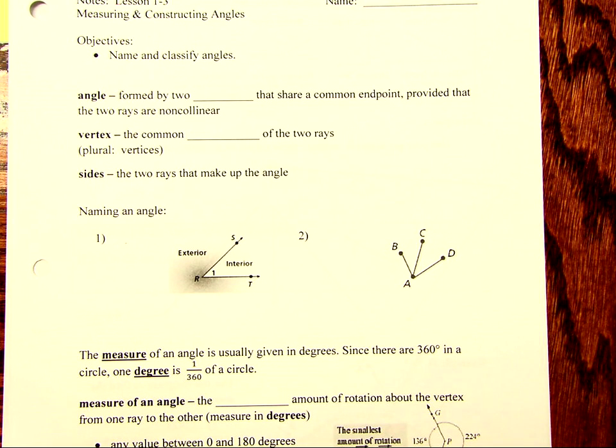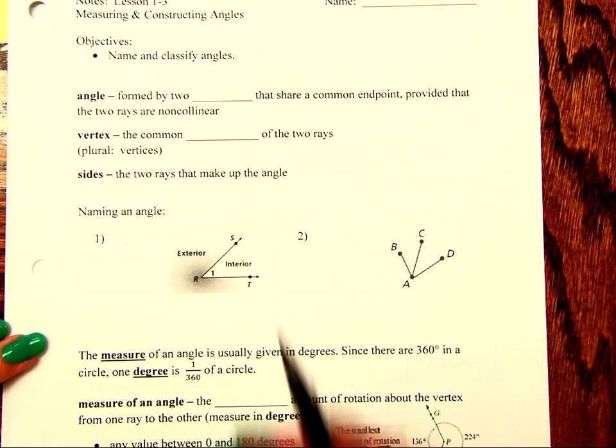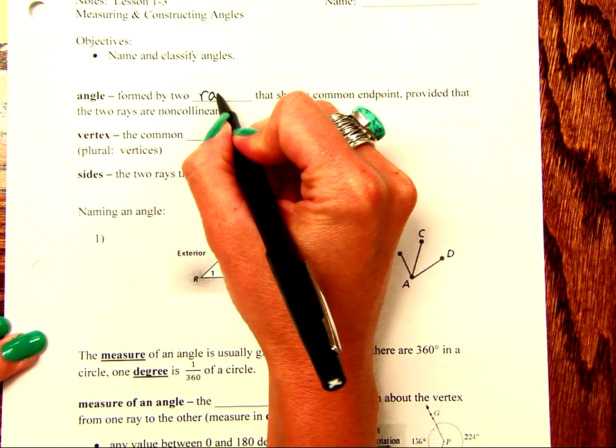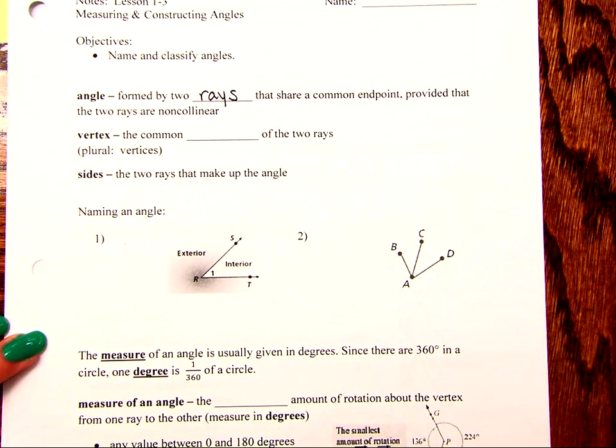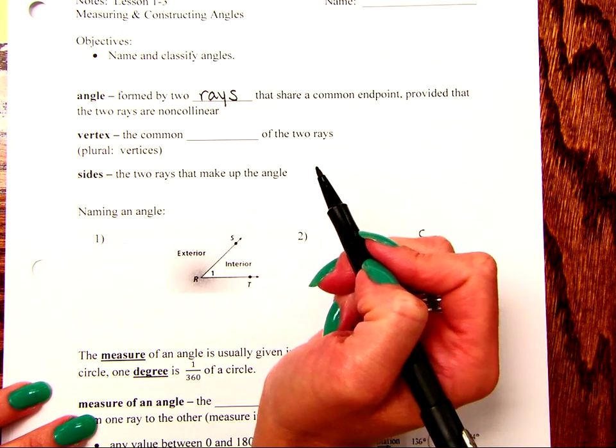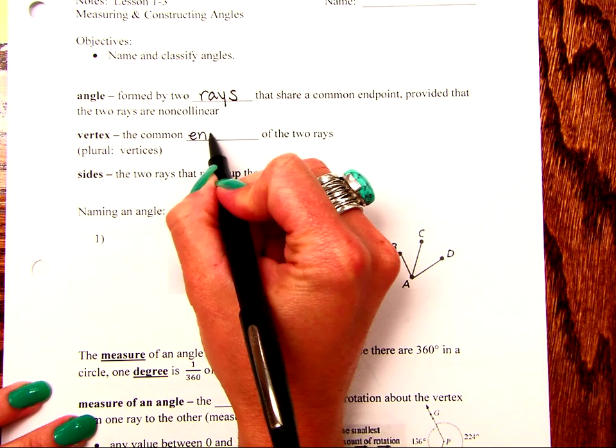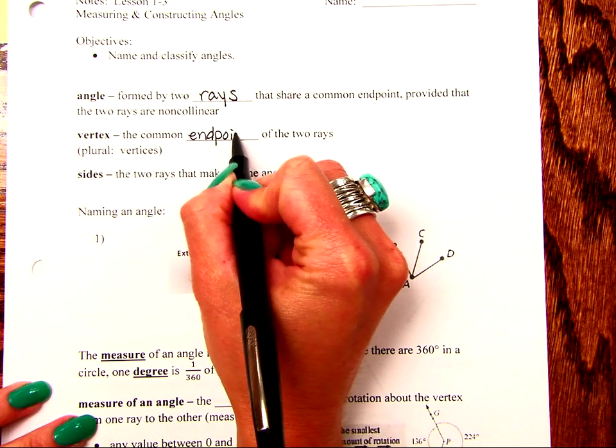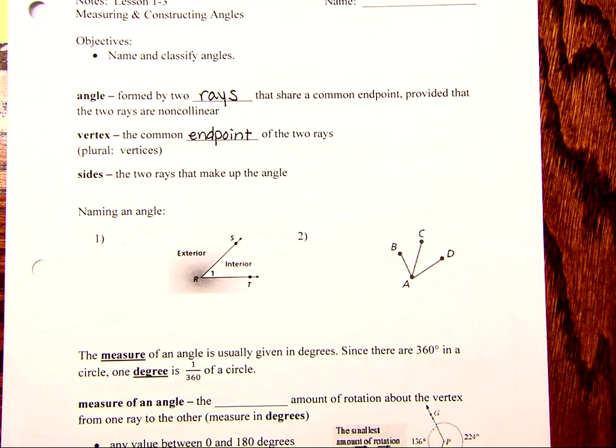In lesson 1.3, we're going to be talking about angles. And from your previous geometry units, maybe in middle school, you should know that an angle is formed by two rays that share a common endpoint, provided that the two rays are non-collinear. That common endpoint is called the vertex. The sides are the two rays that make up the angle.